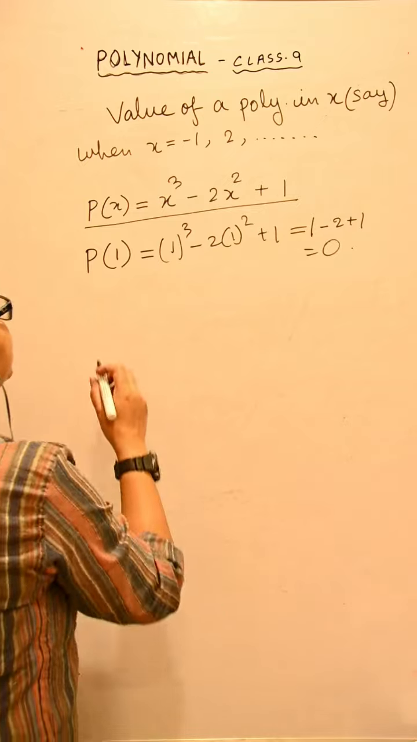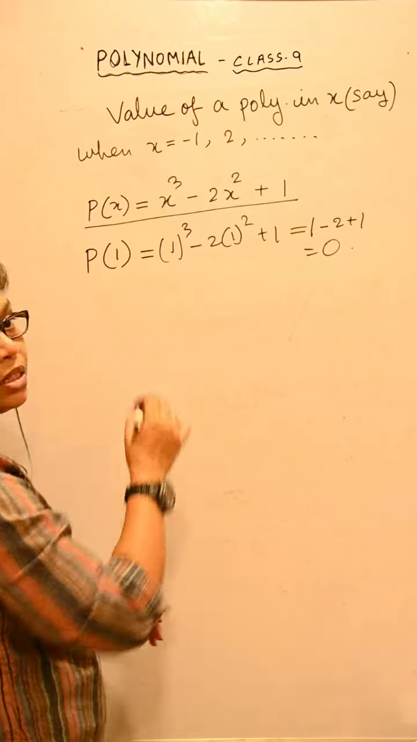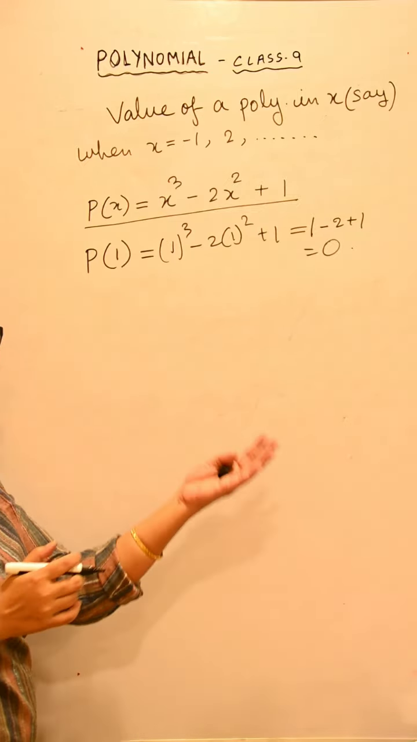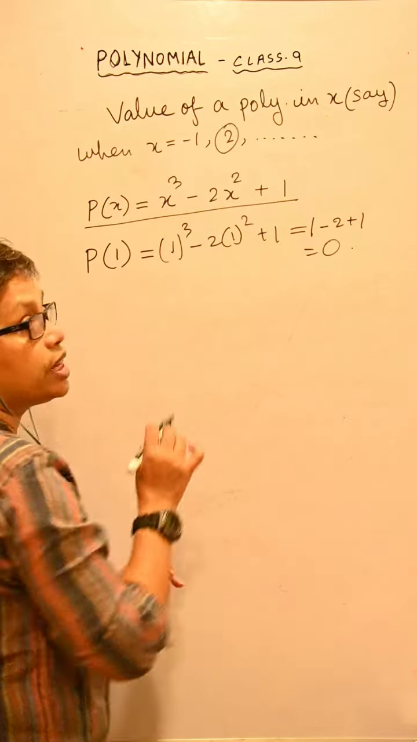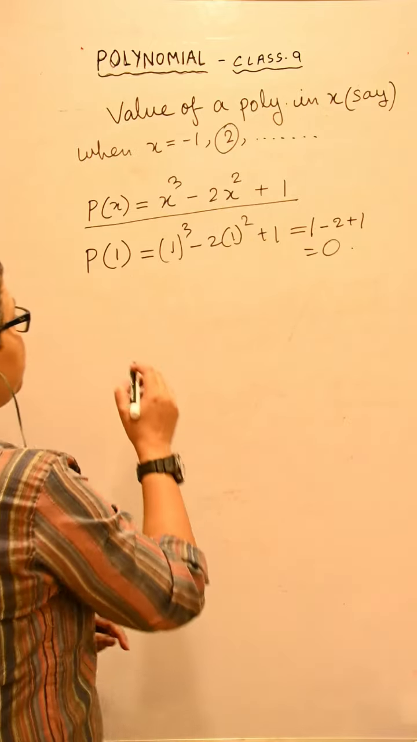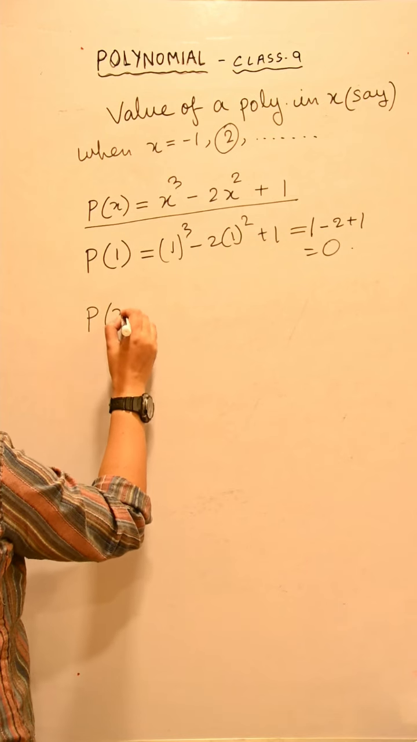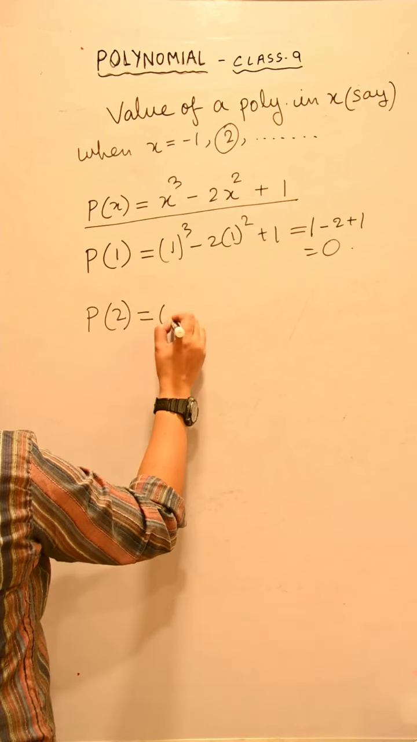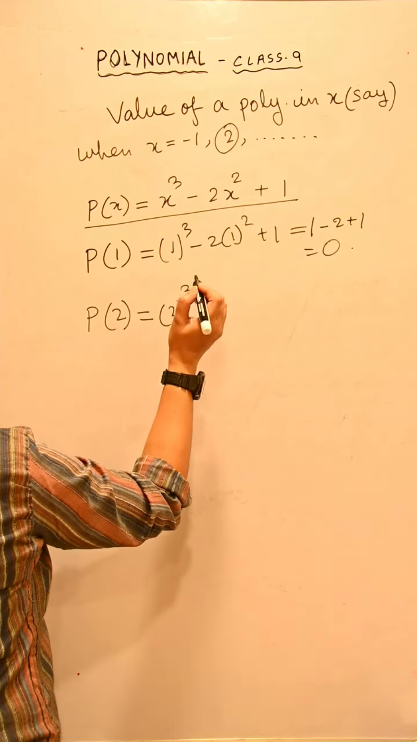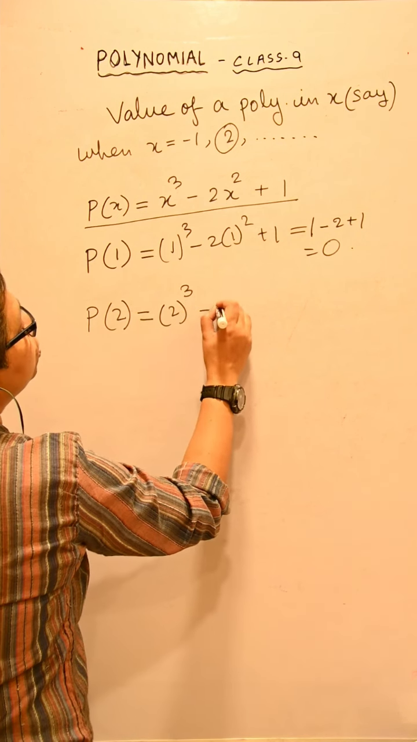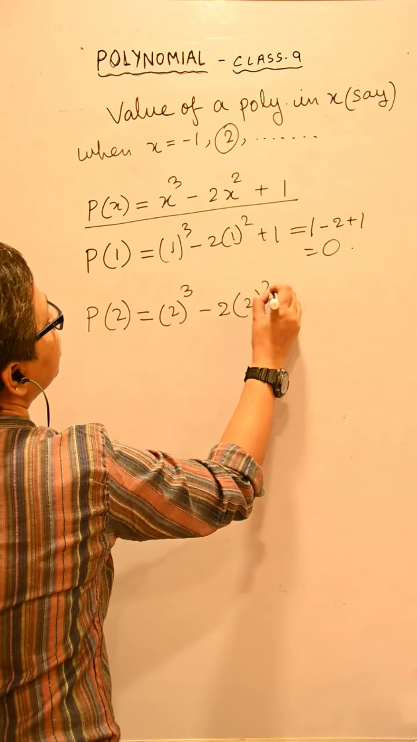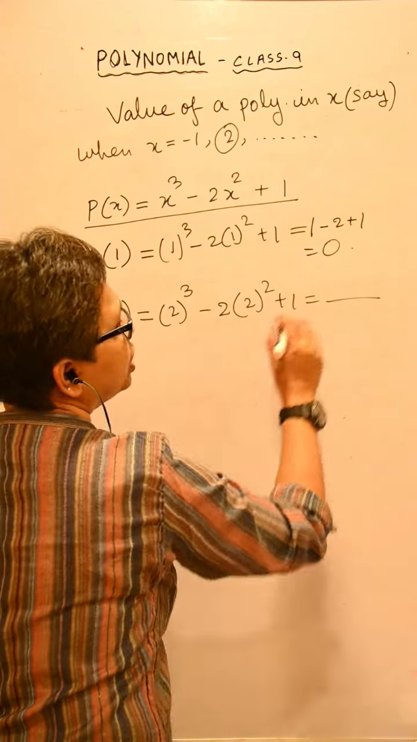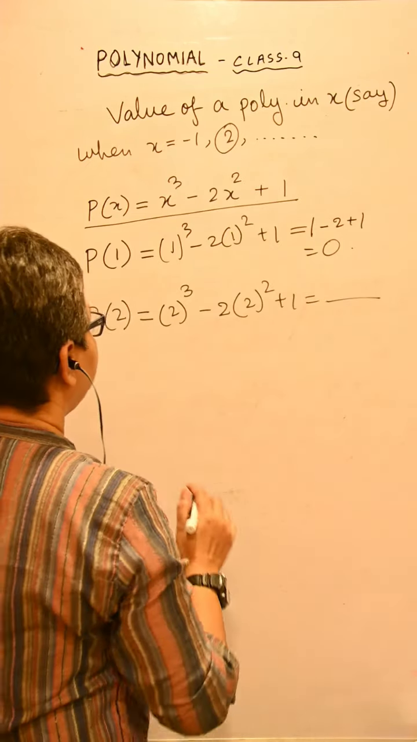Right? So, similarly, if somebody asks you what will be the value of the polynomial when the value of x, that is a variable, is 2, that means I have been asked to find p(2). So, again we put 2 whole cube minus 2 into 2 square plus 1, and then calculate the value whatever it is. I am not going into that.